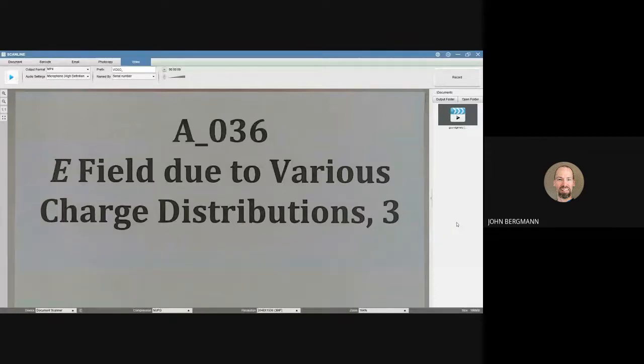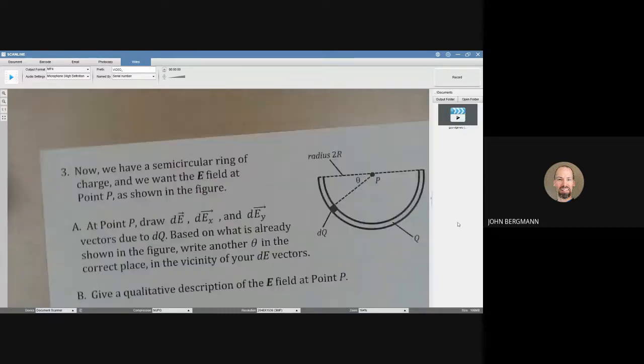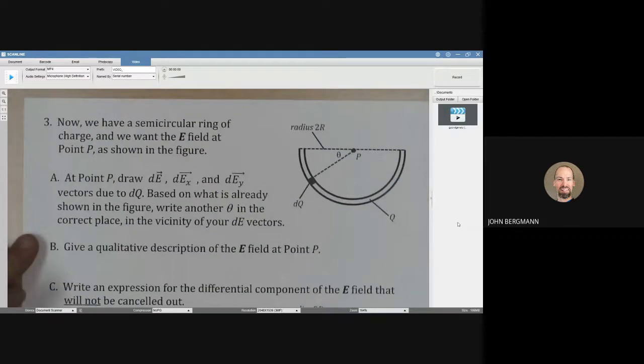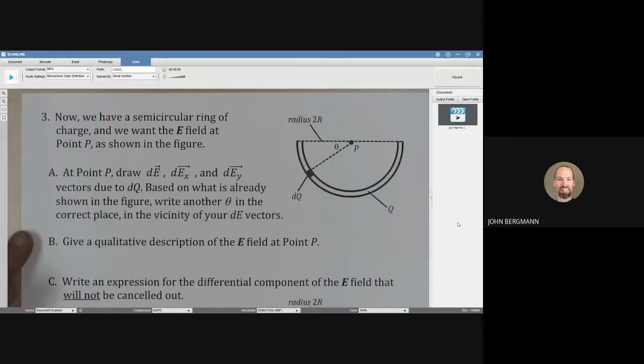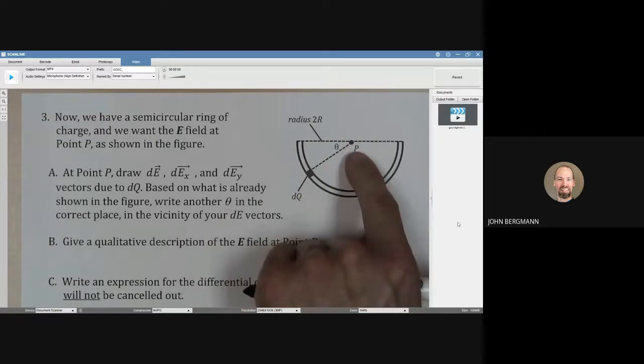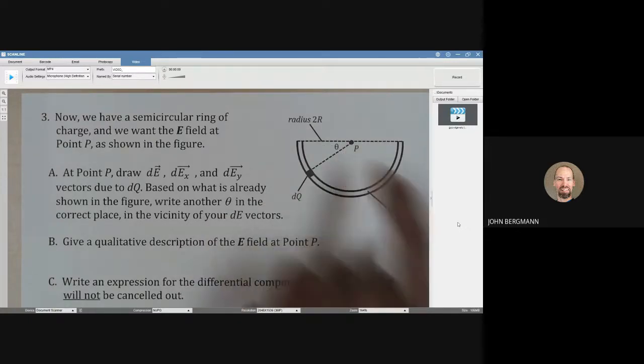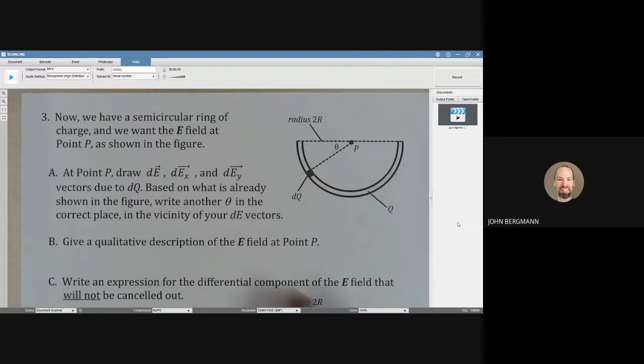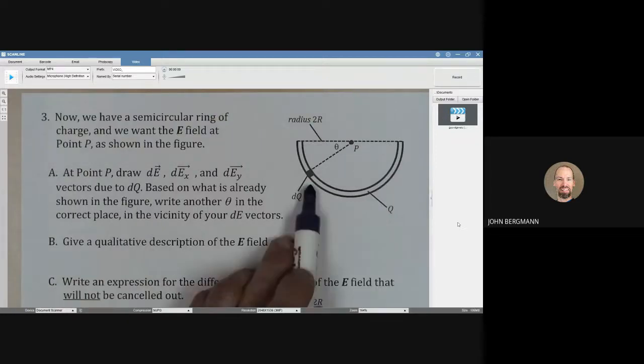We continue with our series of finding the electric field due to various charge distributions. This time we have a semicircular ring of charge, and it has a radius that's given as 2r, and this is just a point right here in the center, and we want to know about the electric field right there. So at that point, let's draw dE, dEx, and dEy vectors that are due to this dq element shown.